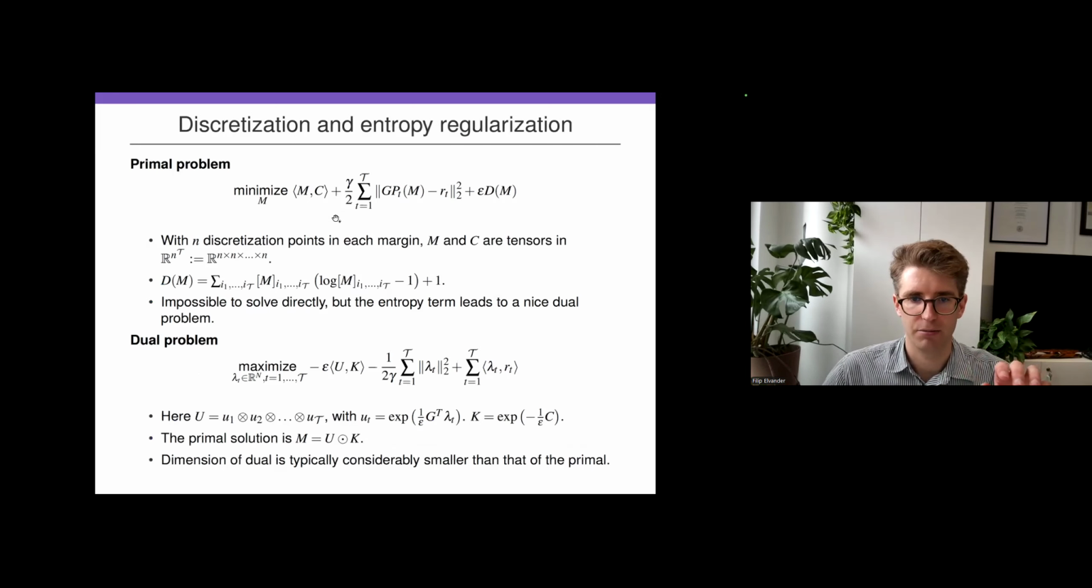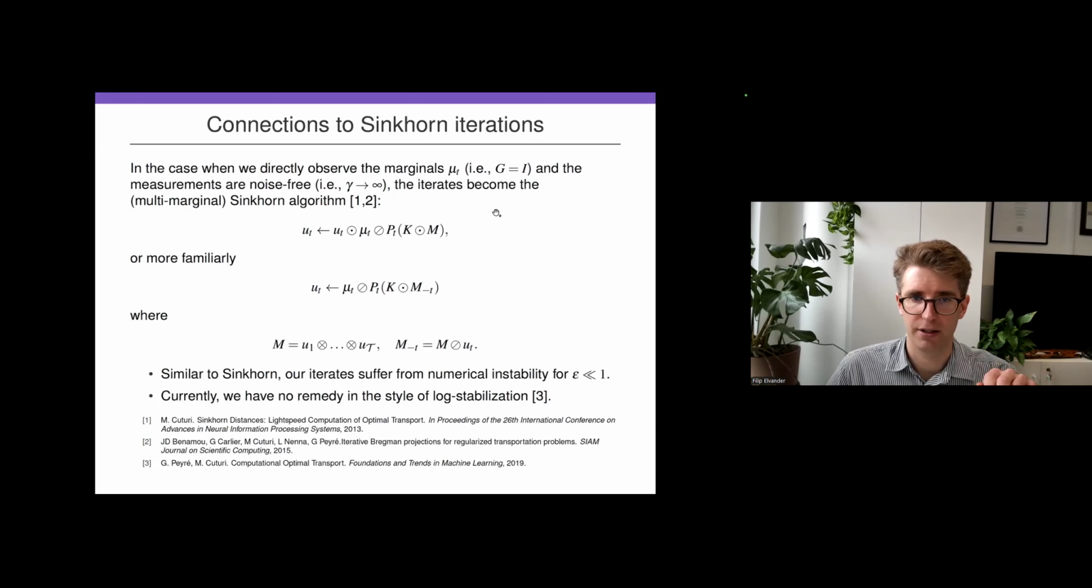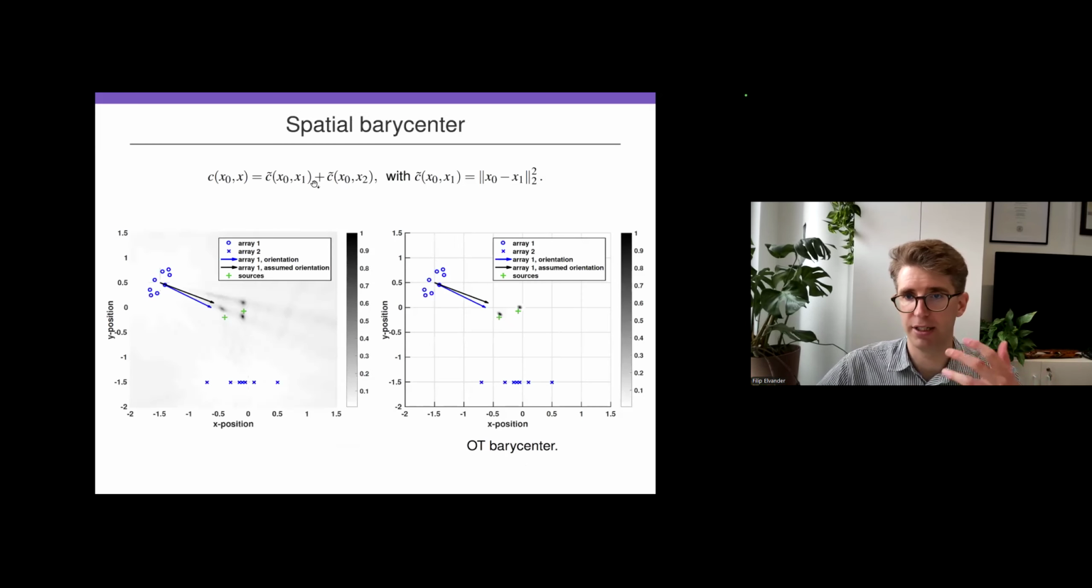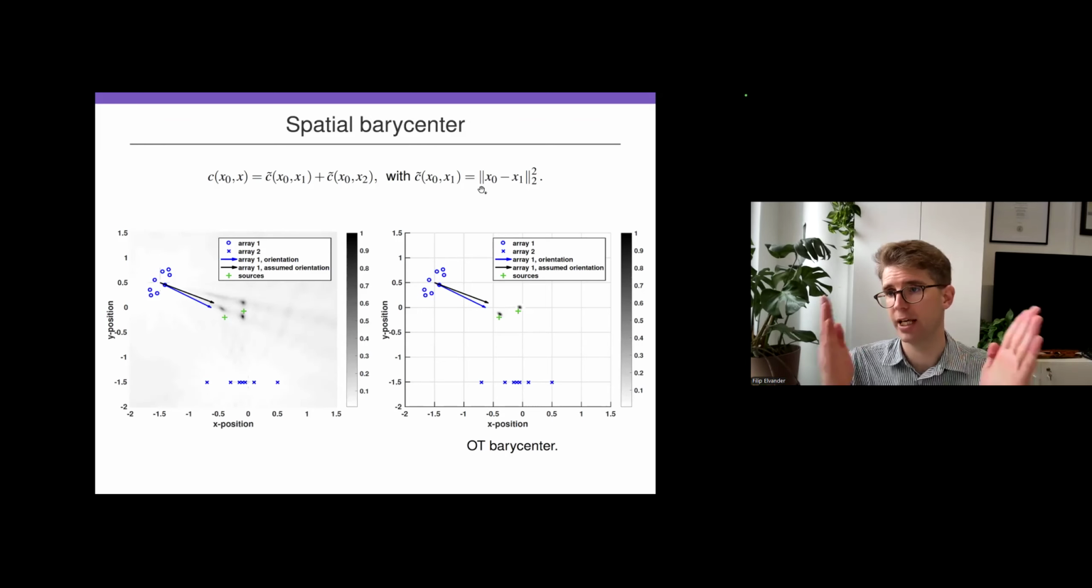formulate it, let's say, like this, where we let the ground cost function be this barycenter setup. So basically the cost between this unknown margin that we're looking for, the barycenter margin, is simply the sum of the cost to the first margin and to the second margin, where in this case we just take the Euclidean distance. Then we can actually average the two measurements. And the result is something like this.